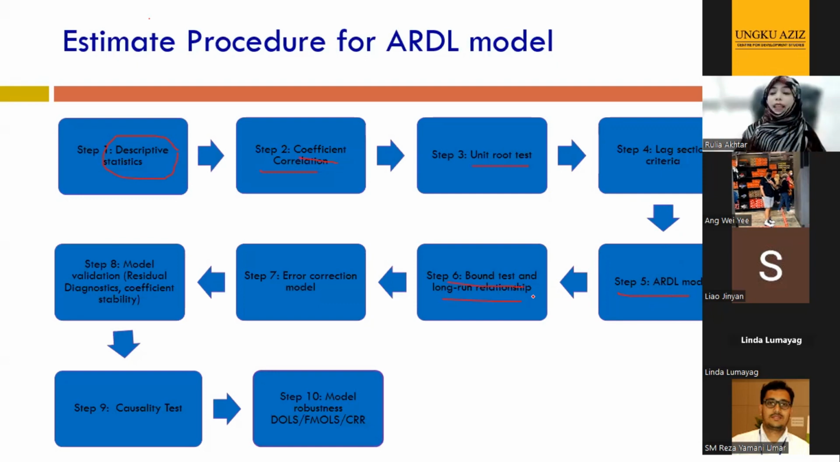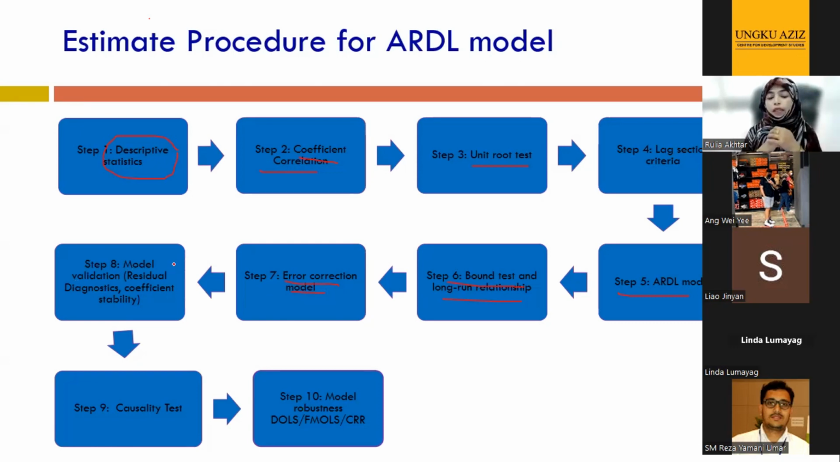Whether there is any long run relationship or not, we need to test through the bound test. Now, the error correction term I have already mentioned, so we need to check the error correction term. And once we do this step, after that we need to check the validation of the model.